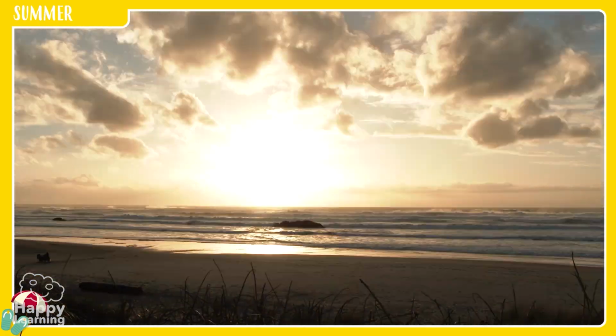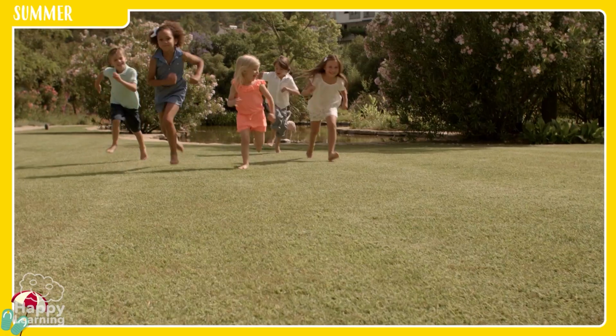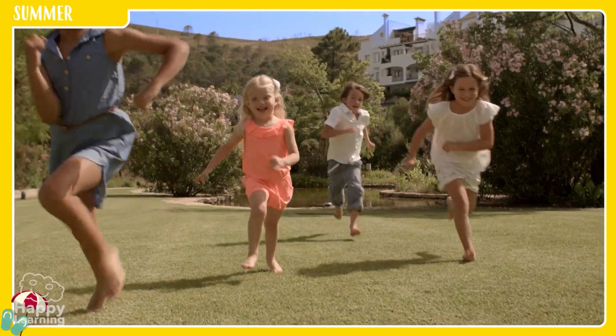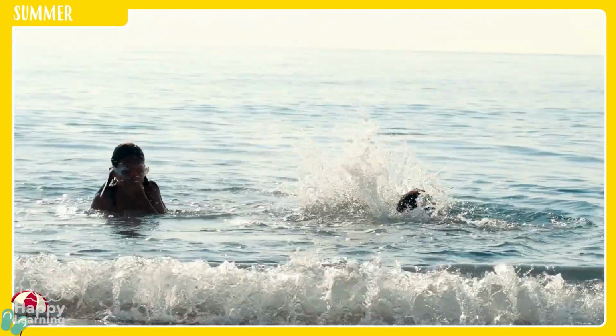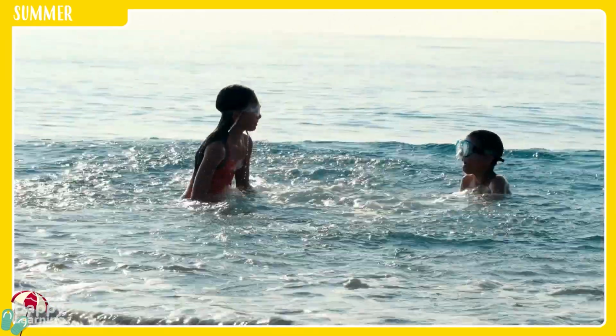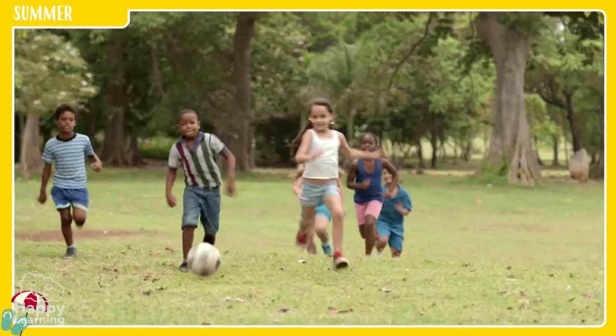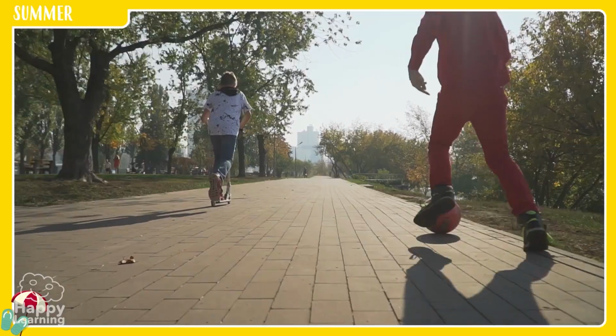Summer is the warmest season of the year, and the days are longer than the nights. As it is hot in summer, we have holidays, which we make the most of by having a wonderful time on the beach, in the countryside, or wherever it may be.